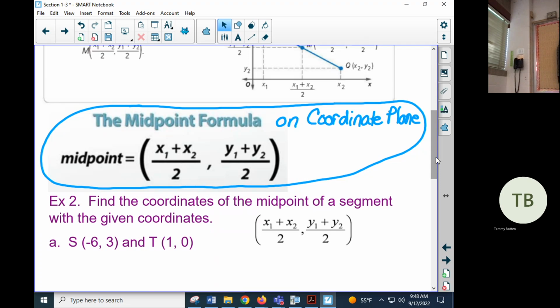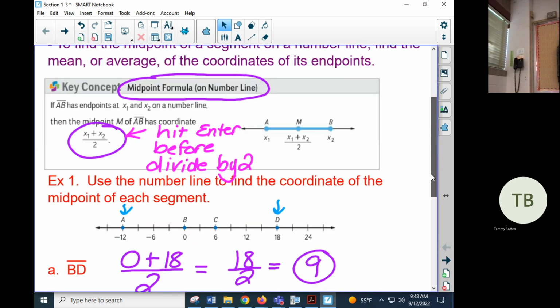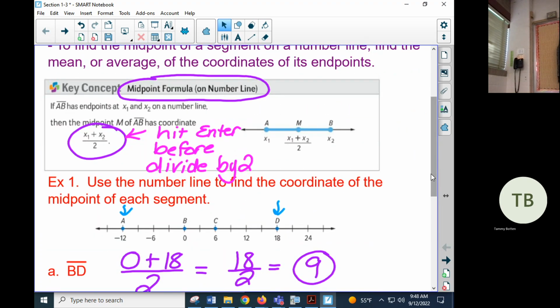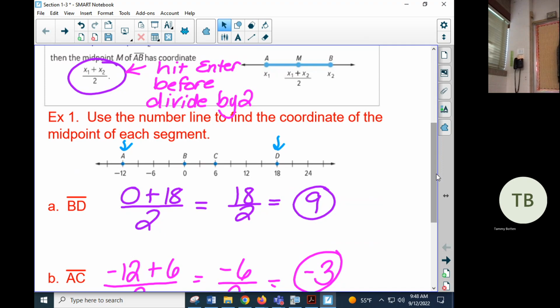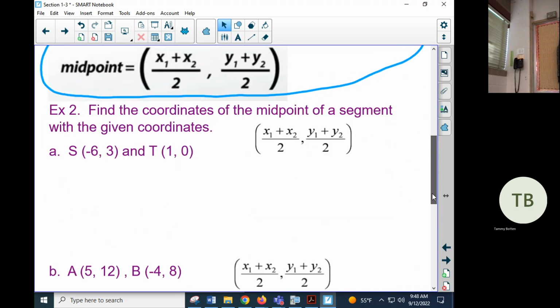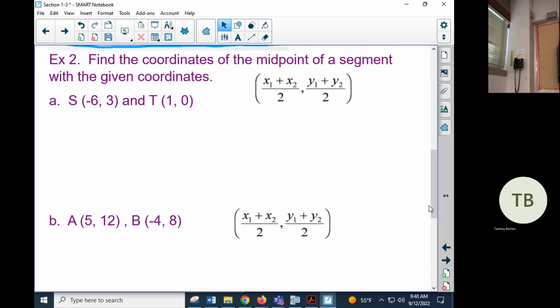All right, so the midpoint formula is actually exactly like what this was for the number line, except with the midpoint formula, you have an X and a Y in each of the points. Here, we only had to add 2 together, hit enter and divide by 2. But when you're doing it on a coordinate plane, you're going to have 2 points. So you're going to have an X and a Y and an X and a Y.